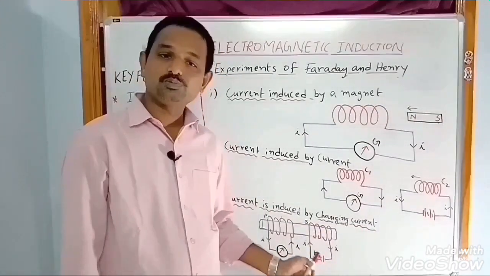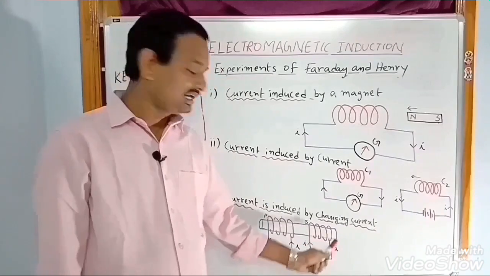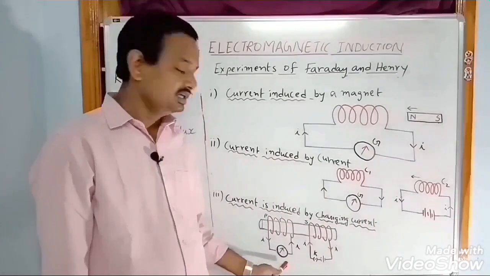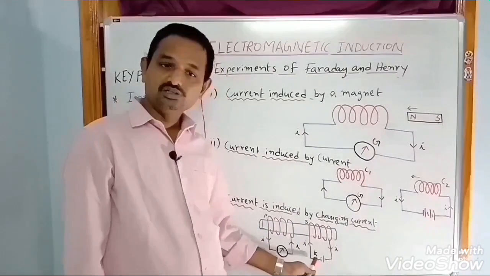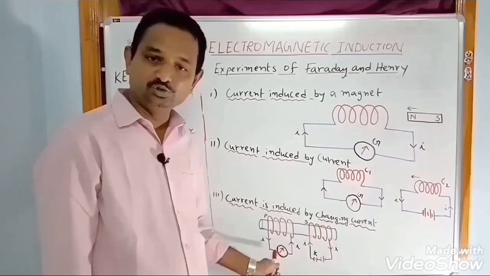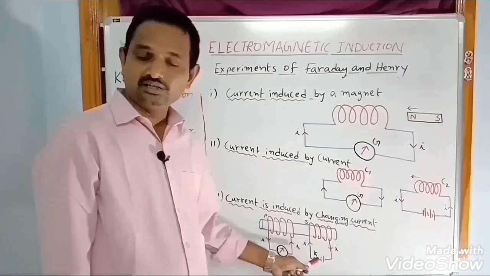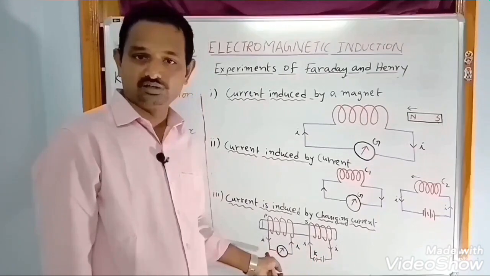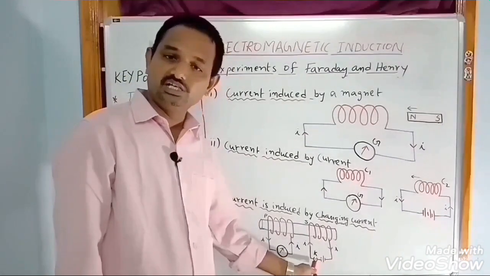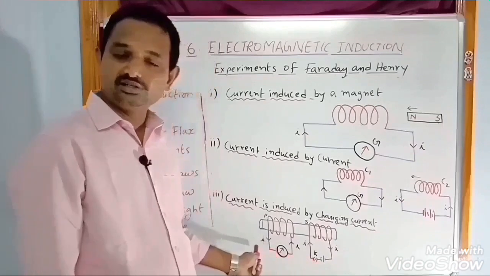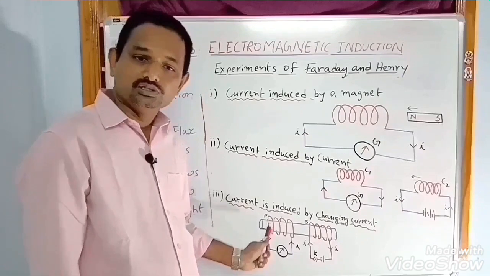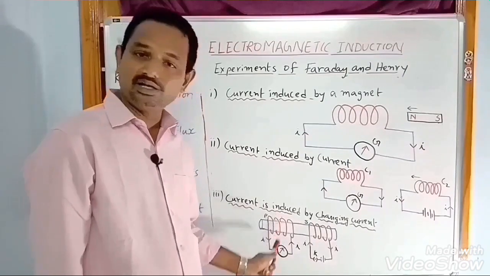Here we have two coils, primary coil and secondary coil. Secondary coil is connected to the cell. Primary coil is connected to the galvanometer. When we switch on, there is a momentary deflection in the galvanometer in the primary coil that indicates induced current. Later, there is no deflection in the galvanometer. Again we switch off, that means we remove the key in the secondary coil. Again there is a momentary deflection in the galvanometer that indicates induced EMF in the primary coil.